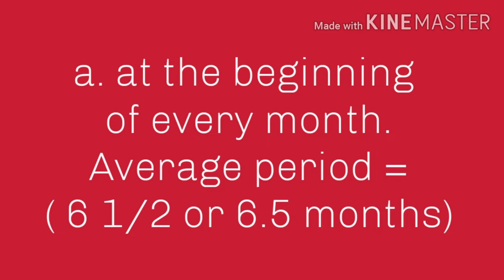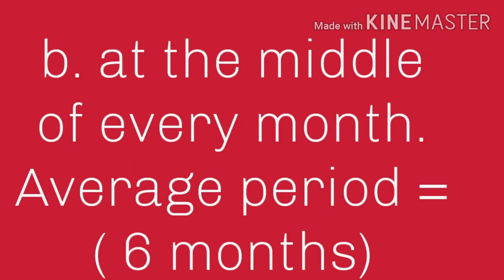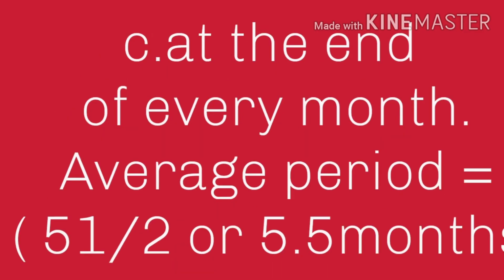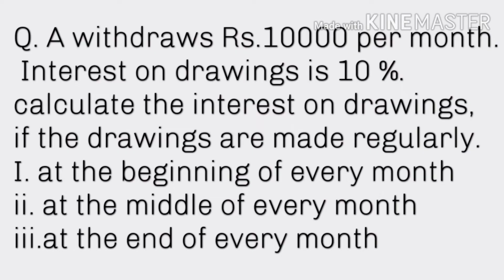If that fixed amount of drawings is made at the beginning of the month, then the average period is to be taken as 6 1/2 or 6.5. And if that fixed amount is at the middle of the month, the average period is taken as 6 months. And the third case is that if the drawings is made at the end of every month, the average period is 5 1/2 or 5.5 months.